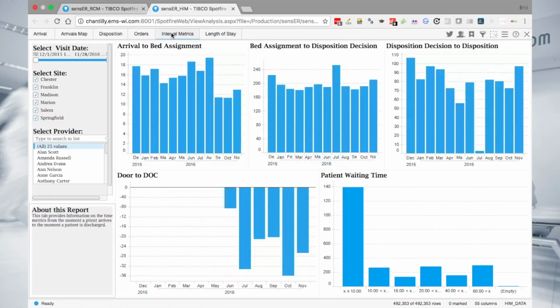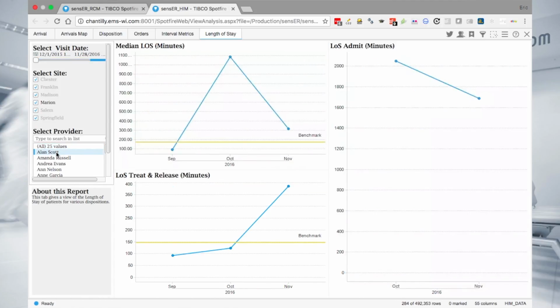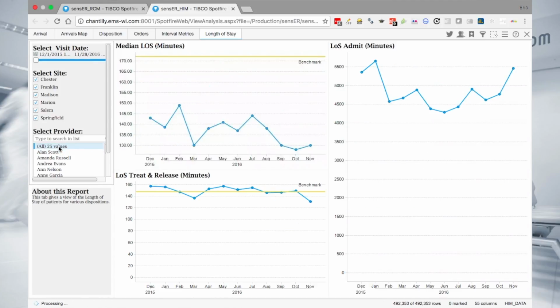Time interval metrics, again, important in order to understand differences between providers, site performance, and your performance as a whole. Pretty self-explanatory. We show performance by month. We show the median length of stay here and the length of stay for admitted and discharged patients for the entire group. Again, easy to focus on a particular provider if that becomes interesting.